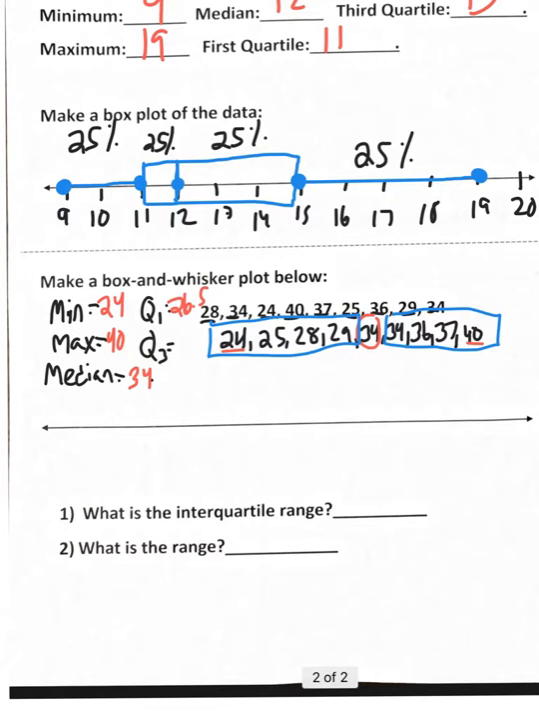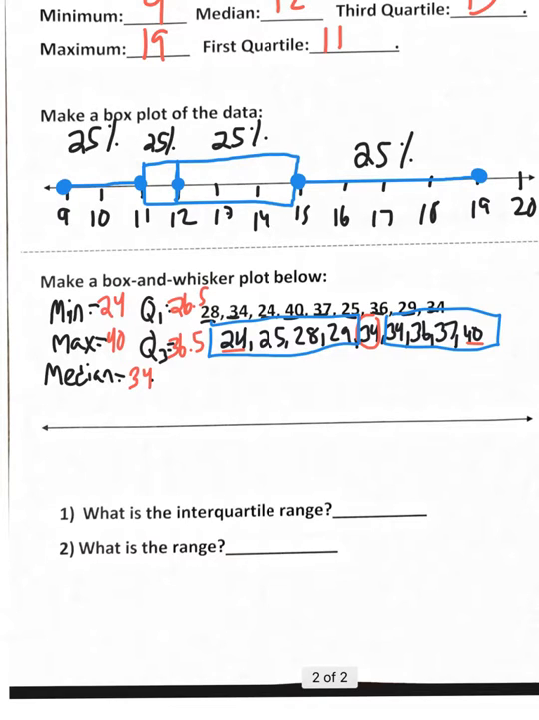And then Q3, we're going to do the same thing. 4 numbers, little, big, 2 in the middle, 36 and 37. Right in between 36 and 37 is 36.5. So I have 36.5. Okay, so this is what you should have so far. If you don't, change some of those numbers.